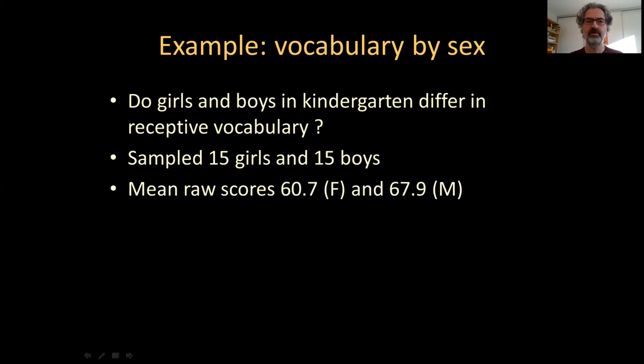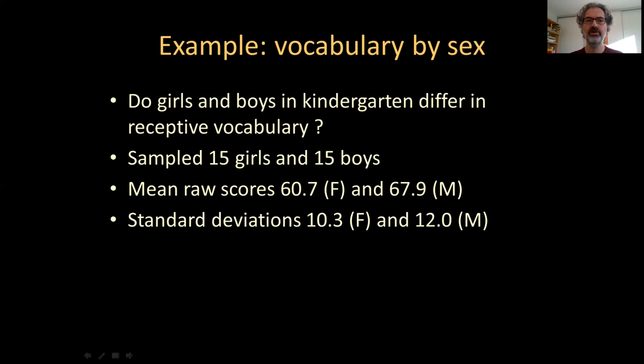So for this sample, we have a mean raw score of 60.7 for the girls and 67.9 for the boys. And the corresponding standard deviations are 10.3 and 12.